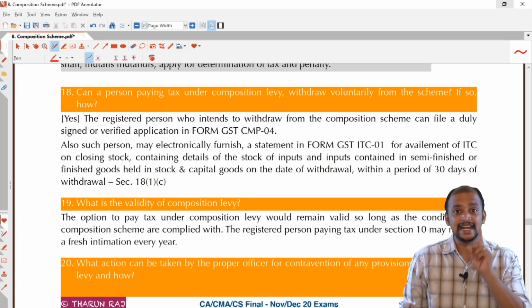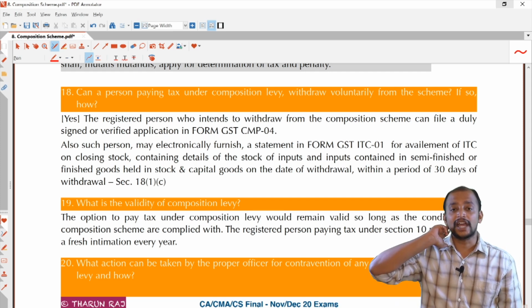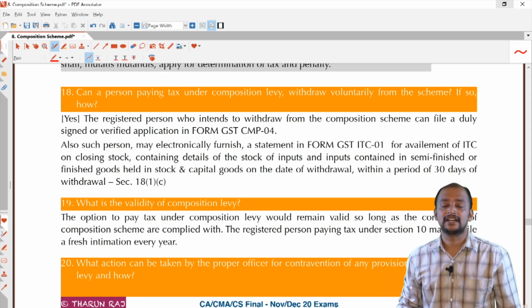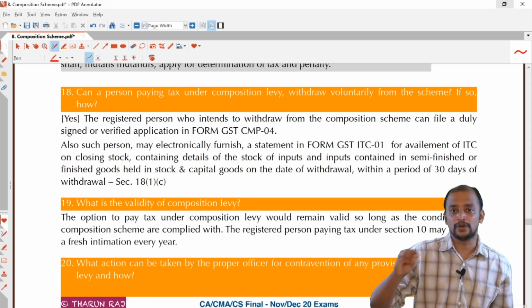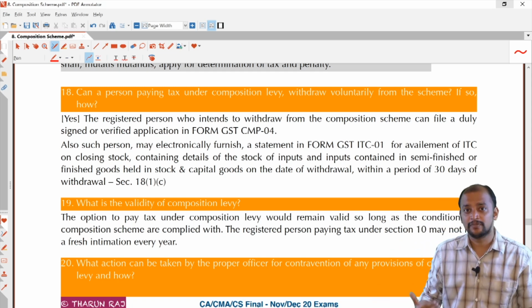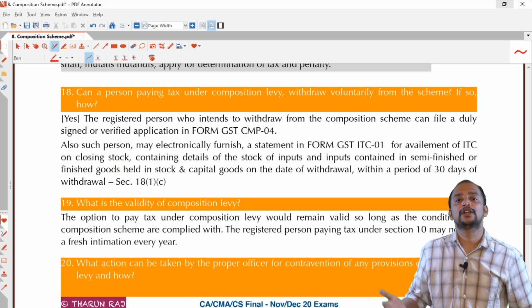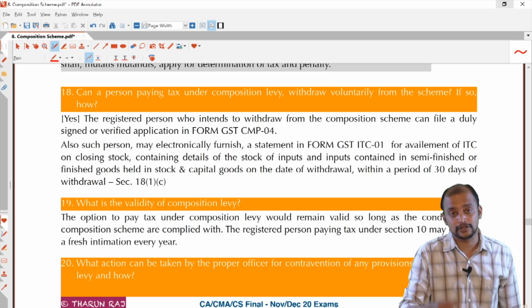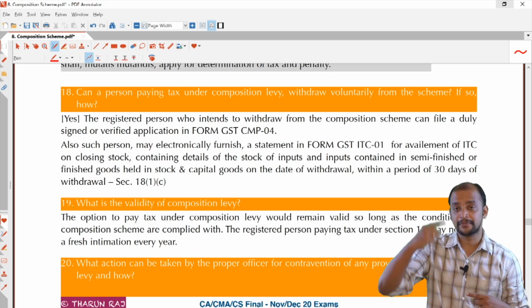This we discussed in 18(1)(c), and for that I need to file a form to take the credit, that is form GST ITC 01, within 30 days from the date when I am coming out of the composition scheme and going into the normal scheme. That data I have just interlinked here, which comes in the input tax credit chapter.